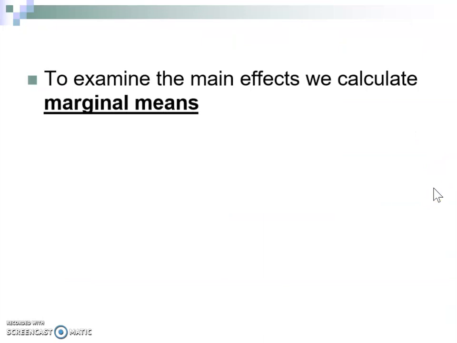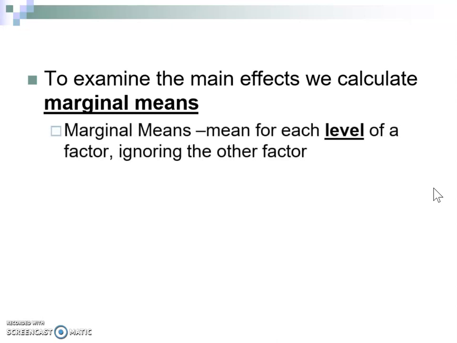So let's first talk about how we can go ahead and examine our main effects. I mentioned earlier that we're going to have a bunch of different hypothesis tests that we're going to conduct. So the first ones that we want to conduct are going to be the main effects. And in order to examine the main effects, we actually have to compute, or actually just identify on the SPSS output, what's called the marginal means. The marginal means represent the mean for each level of an individual factor, basically just ignoring the other factor.